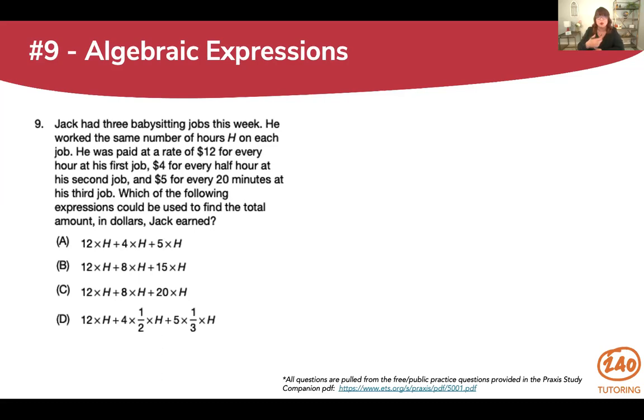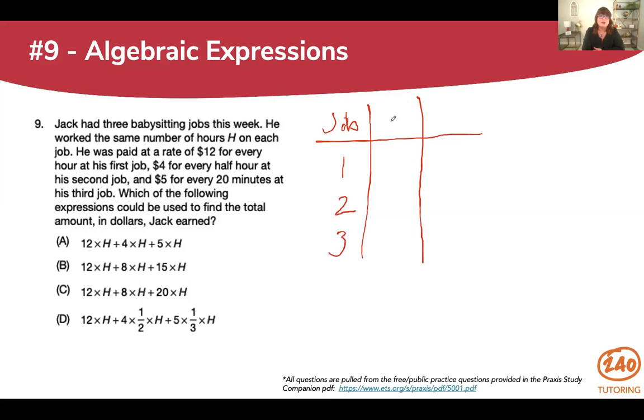Now, I'm just going to draw a real quick, simple table to show this. And I'm going to give 3 columns here. And this is going to be the job number. So we have the first job, the second job, and the third job. This is going to be the hours worked. Okay? And we don't know this for each one. We don't know how many hours he worked. Okay? We're going to leave it as H, because that's what they've done in all the solutions down there.